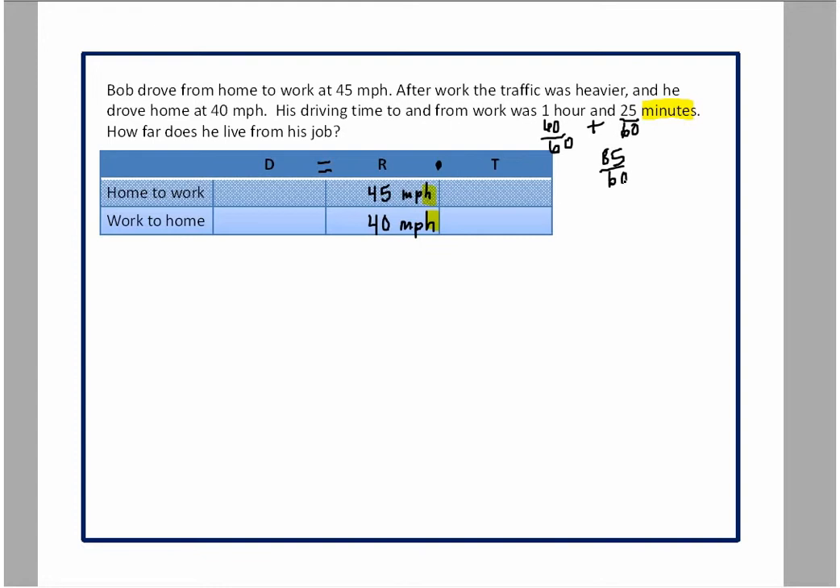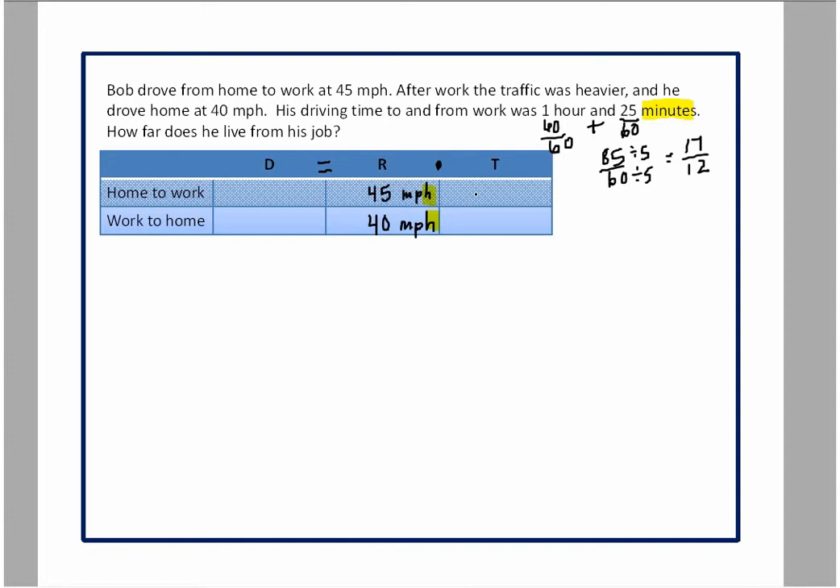And then I need to reduce to lowest terms, and I believe 5 will go into the top and the bottom. So when I divide 85 by 5, that gives me 17, and 60 divided by 5 gives me 12. So my time to and from work is 17/12 hours. I know that doesn't make sense, but it works mathematically.